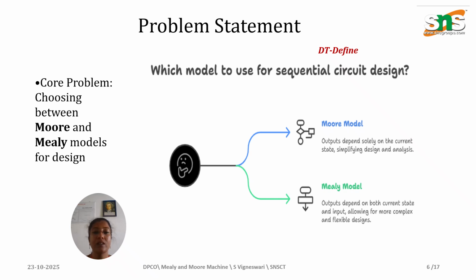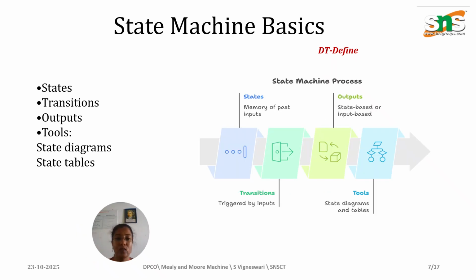In the Moore model, the output depends solely on the current state. We design based on the current state we are feeding, and when there is a change in the input as well as in the current state, then we go into the Mealy model. Since the Mealy model output depends upon both the current state and the input condition, the Mealy model is a little complex to design, whereas the Moore model depends upon the current state alone. It has a simple design and analysis also.